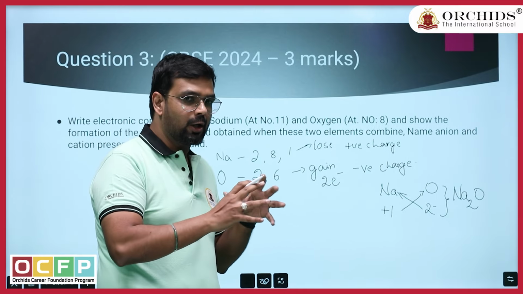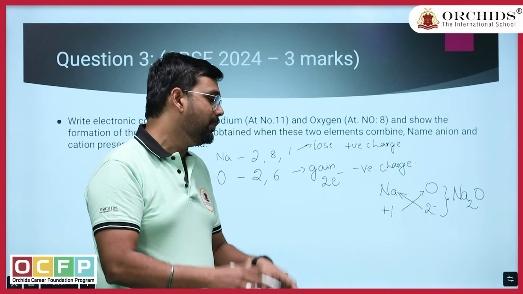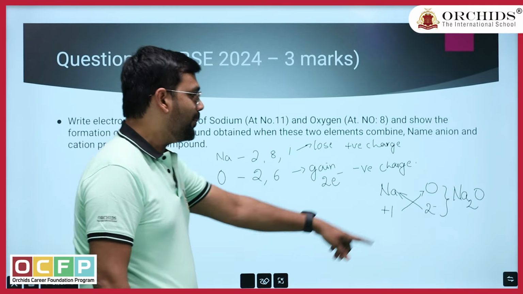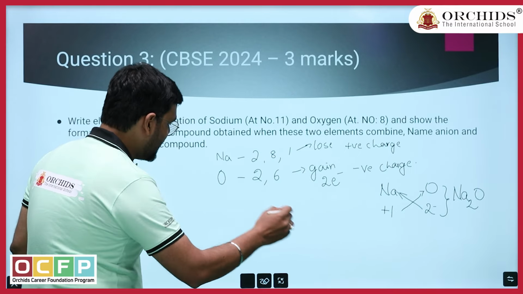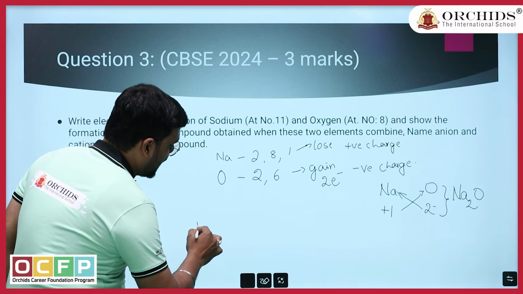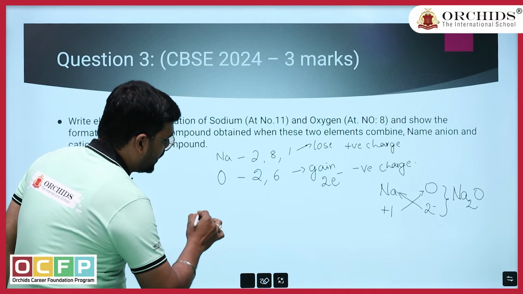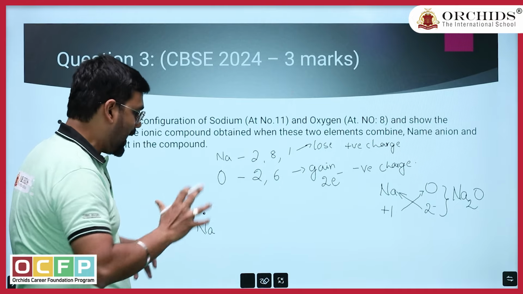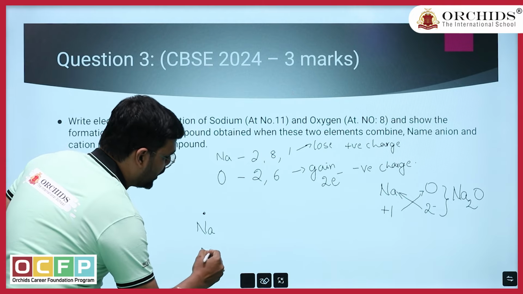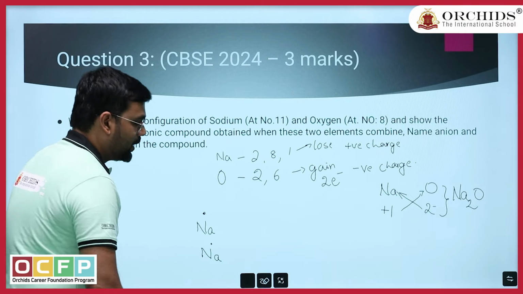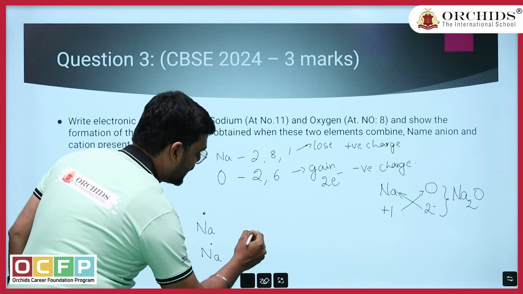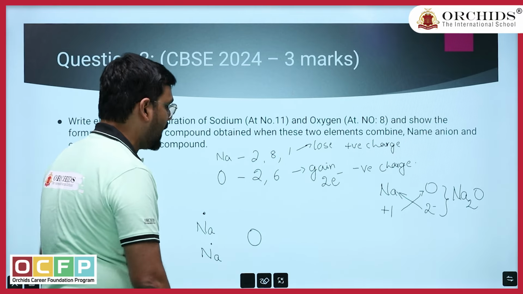But what is the electronic configuration? How is the ionic bond formed? We will see now. So how many atoms of sodium do I need? I need 2. How many oxygen atoms? 1. So only the outermost electron will be displayed here on top of the sodium. So I will draw the second sodium also. Now these two will react with how many oxygen atoms? Only 1 oxygen atom. And how many outermost electrons are there?